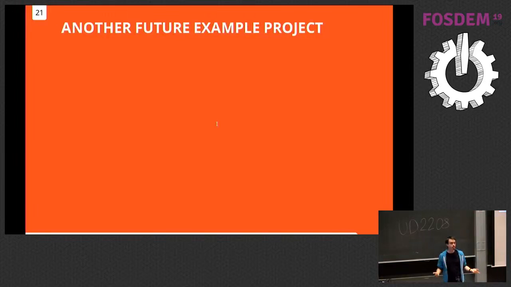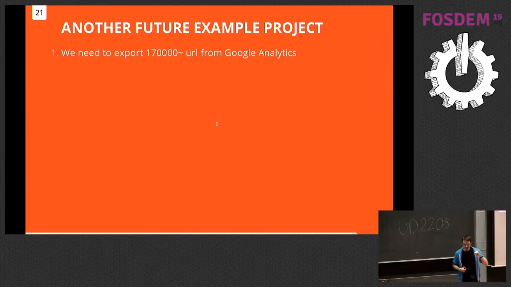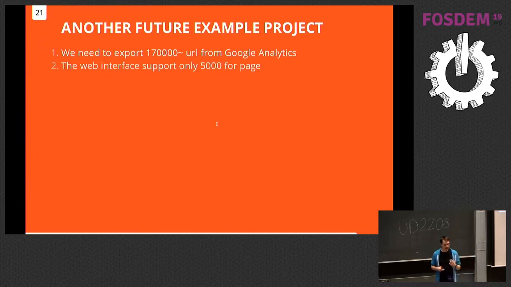And another feature I have to do when I come back from this conference is I need to export 170,000 URLs from Google Analytics. A lot. The problem is that the web interface supports only 5,000 per page to export. So you can understand it's very difficult to do manually. And the API of Google requires a license, and we don't want to pay Google.